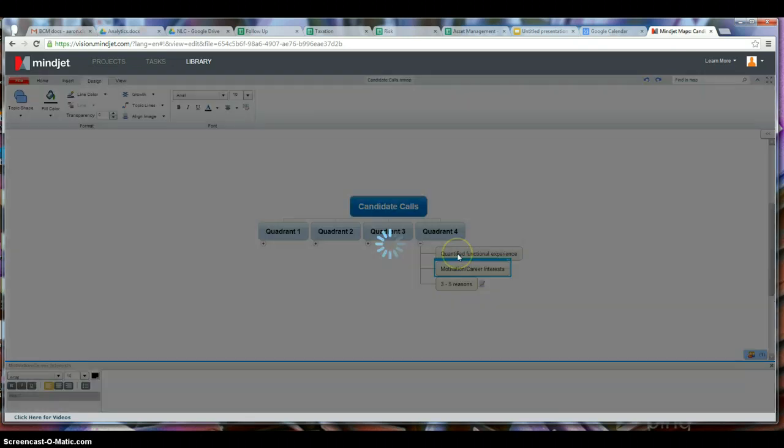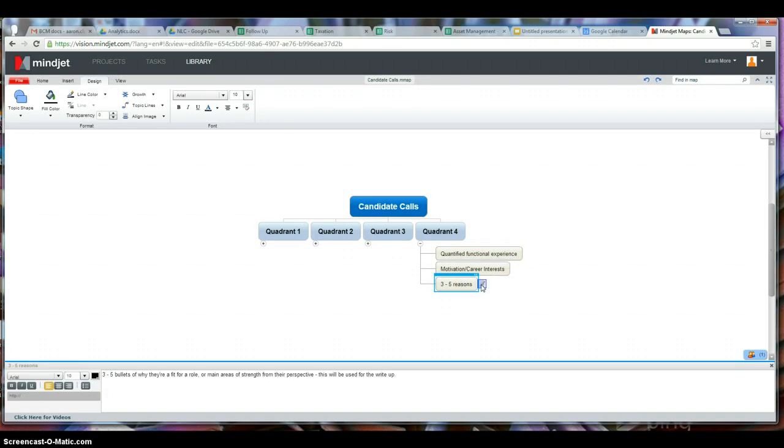And then lastly, 3 to 5 reasons that they're a good fit. 3 to 5 reasons why they're a fit for the role, or main areas of strength from their perspective. This can be used in write-ups, not too different from quantifying their functional experience. Ask them, can you send a quick email with 3 to 5 reasons you think you're a really strong fit, or 3 to 5 reasons that are your strengths as it relates to risk management, for example, or international tax? That can help me in terms of selling points once I sell you to our clients. Have them write that up, something you could use in the write-up, or just for your own knowledge to understand what they're saying their strengths are.